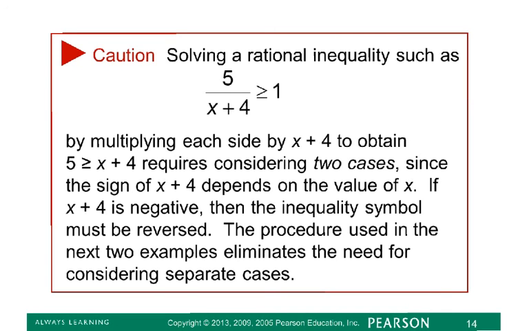Okay, this is what I'm going to tell you. It says solving a rational inequality such as this right here, 5 over x plus 4 is greater than or equal to 1, by multiplying each side by that denominator there to obtain this, requires considering 2 cases. Since the sign of this is unknown, we have to consider that it may be negative or it may be positive, which changes the direction of our inequality symbol whenever we multiply or divide by a negative value.